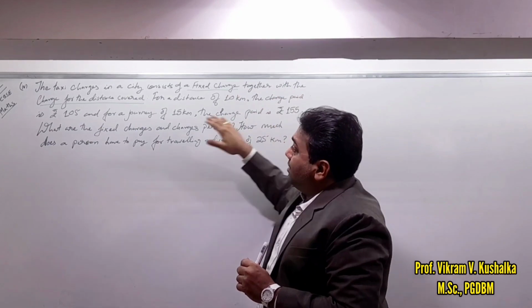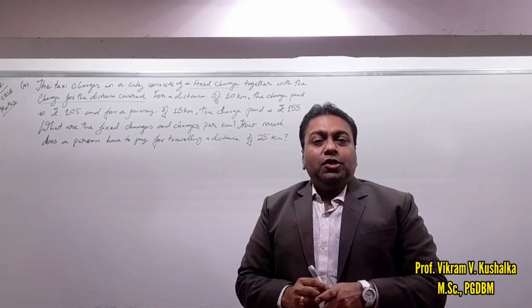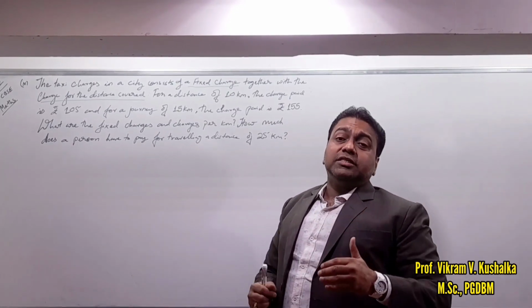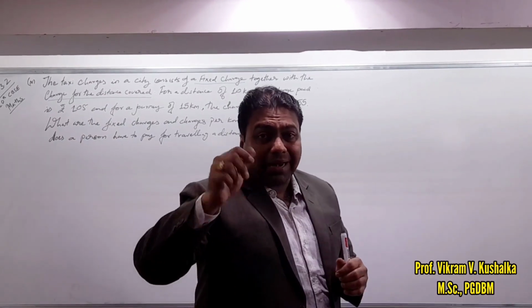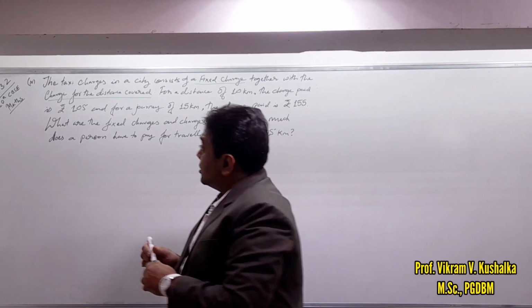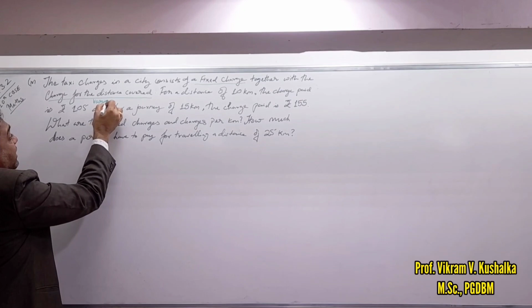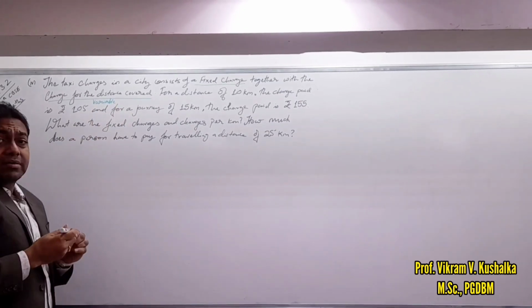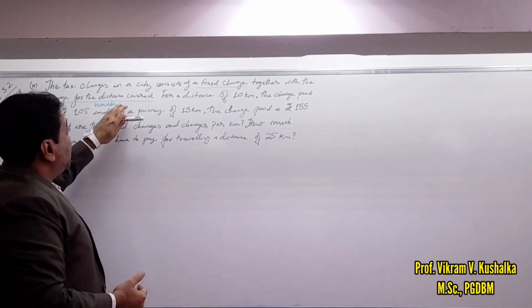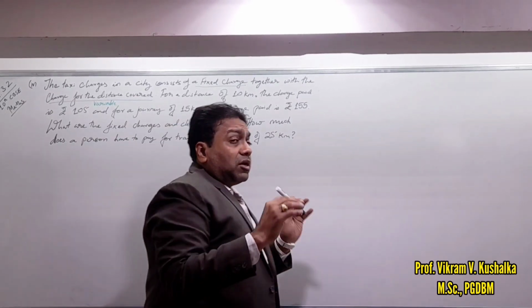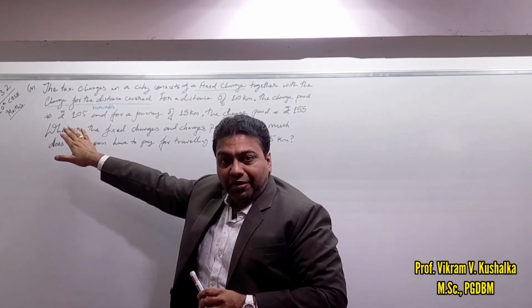Then along with that there is a charge for the distance covered. How much distance are you covering? You are going 5 kilometers or 10 kilometers or 15 kilometers, and accordingly the meter keeps on jumping. That's the second part. The charge for the distance covered I can call a variable charge. There will be a fixed charge per kilometer, but still it is a variable charge because it depends upon the distance covered. The question says for a distance of 10 kilometers, the charge paid is rupees 105.